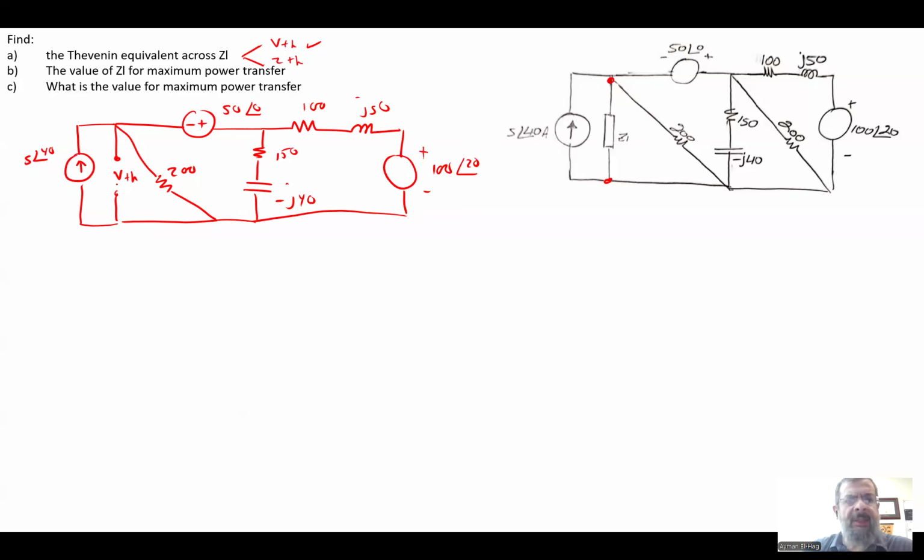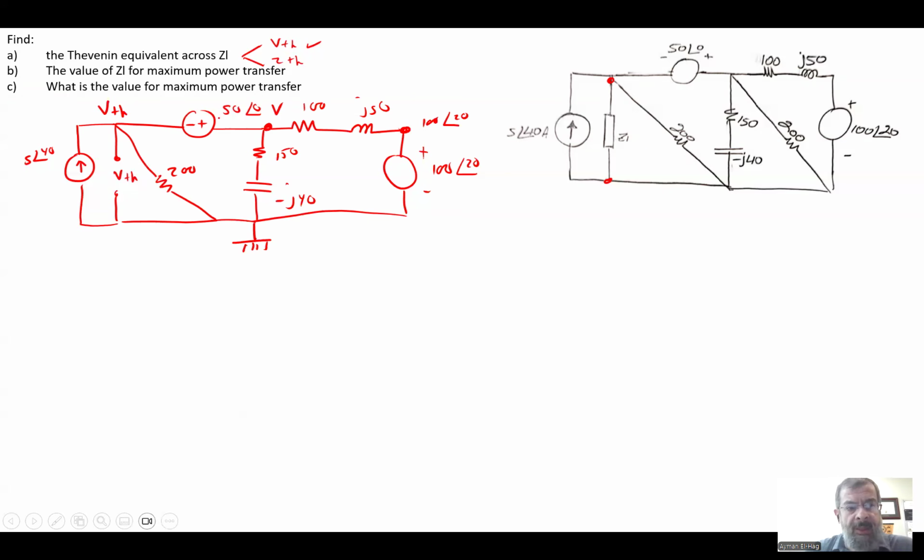So I want to find V Thevenin. The best thing here, one of my favorite techniques, is nodal. So I will take this as my reference. This node will be V Thevenin. This node I will call V. And this node, the voltage is known, the 100 angle of 20. So basically, I have two unknowns. Two unknowns means I need two equations.